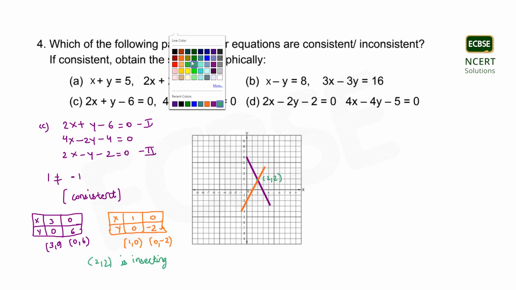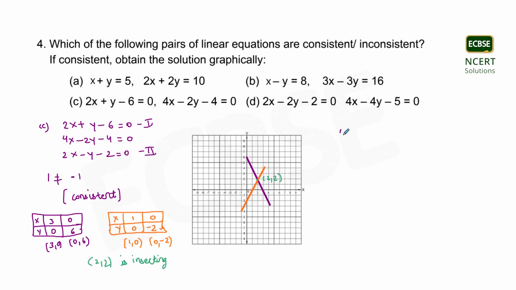Okay, now come to the D part. In the D part, the equations provided are 2x minus 2y minus 2 is equal to 0. Simplifying them, it will be x minus y minus 1 is equal to 0. So this is the first equation. Now the second equation is 4x minus 4y minus 5 is equal to 0.